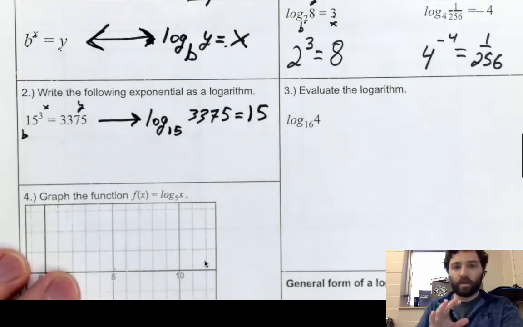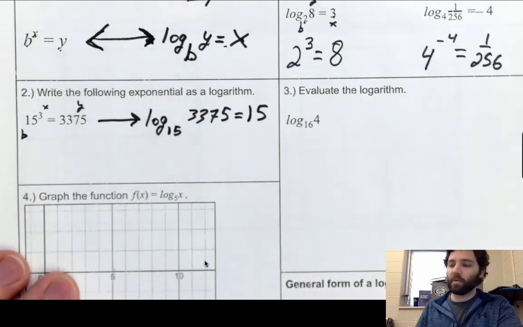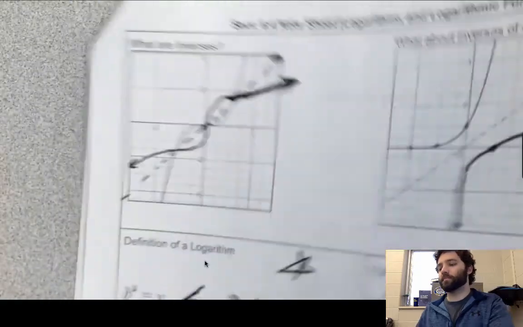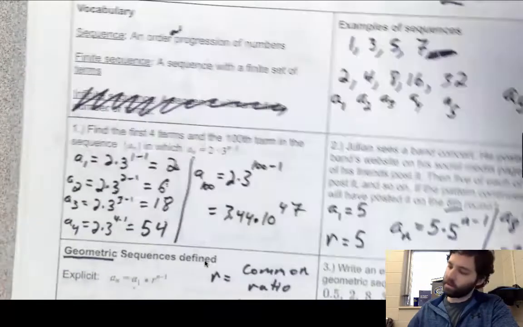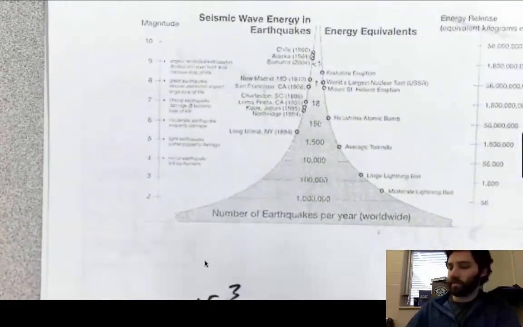Okay. Another way that you can think about this. Now, if you're okay with thinking about it like this, that's fine. But I want to give you one more way to think about this. So we had 15 to the third power is equal to 3375.